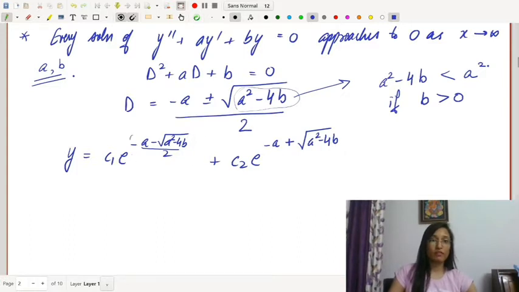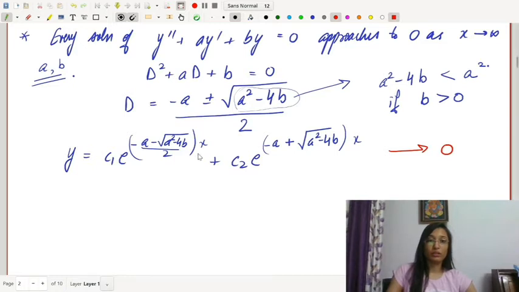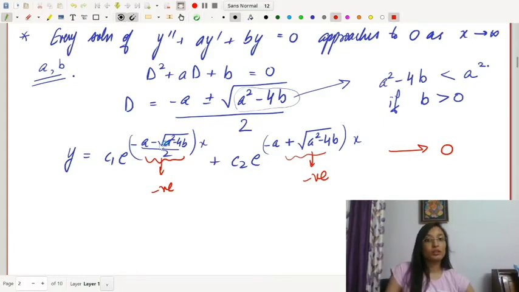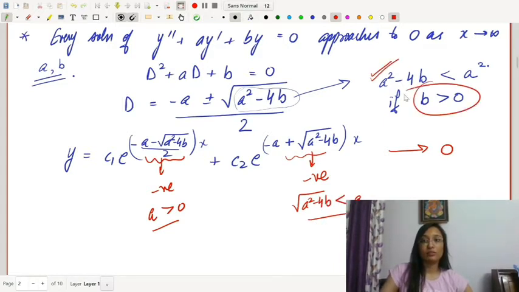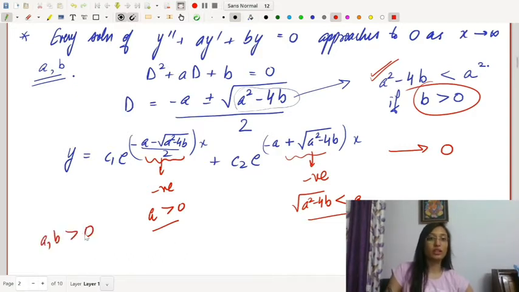Now this is basically of the form e raised to alpha x. So now we want it to approach zero, and for that we need the exponent to be negative. Only then will it approach zero. Now in this case it will be negative when a is greater than 0, and in this case when will the other one be negative? When minus a plus root of a square minus 4b is less than 0, that is, in this case b greater than 0. Hence a and b should be greater than 0 for every solution of this equation to approach 0 as x approaches infinity.